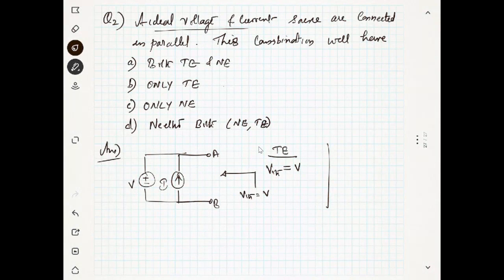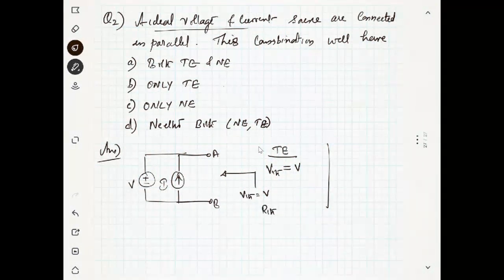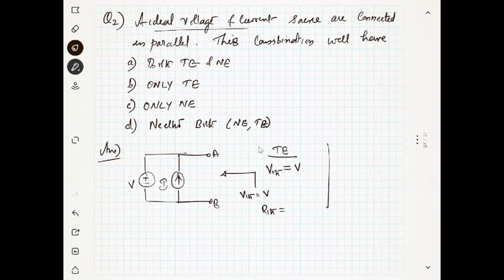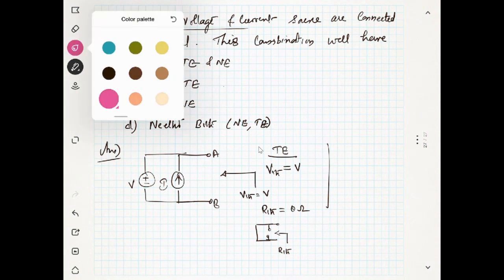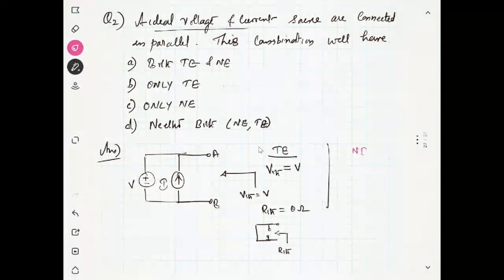And what will be R Thevenin? To find R Thevenin, you have to short circuit the voltage source and open circuit the current source. Now you see from here, what will be the resistance? 0 ohms. Very good.